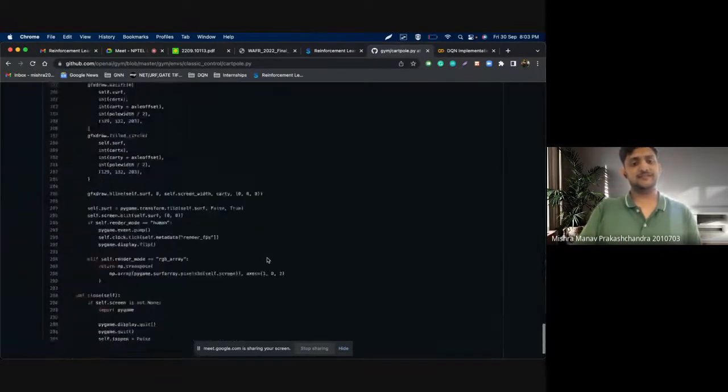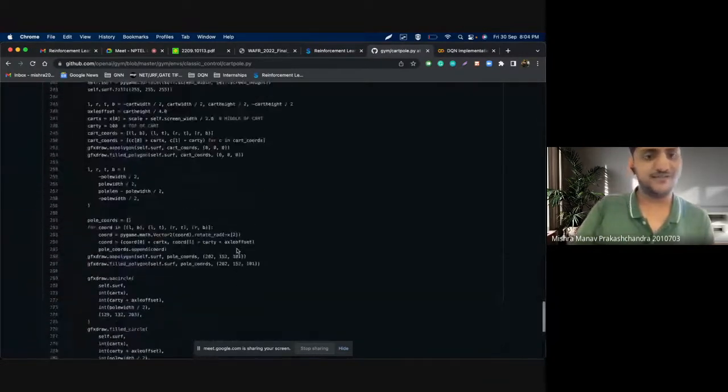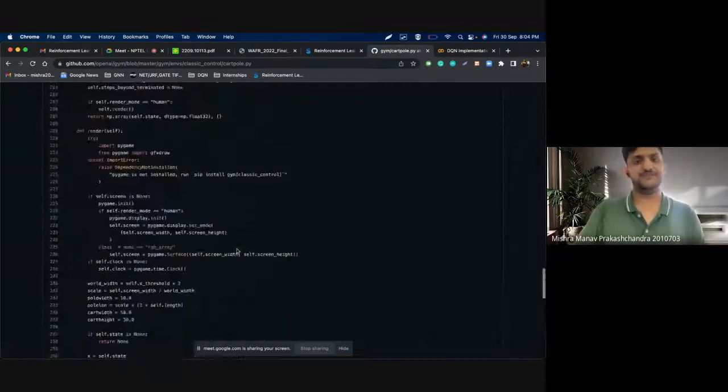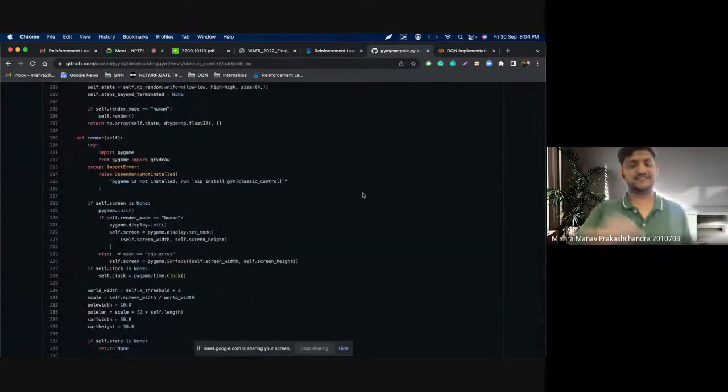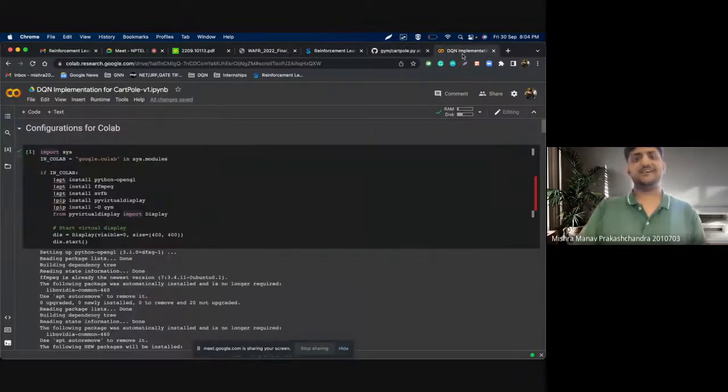And lastly, you also have a render function. The render function is for visualization purposes. These four things are necessary for a gym environment. Also, you need to define your action and state spaces eventually. Once you have that, this is a Colab implementation for a DQN algorithm.